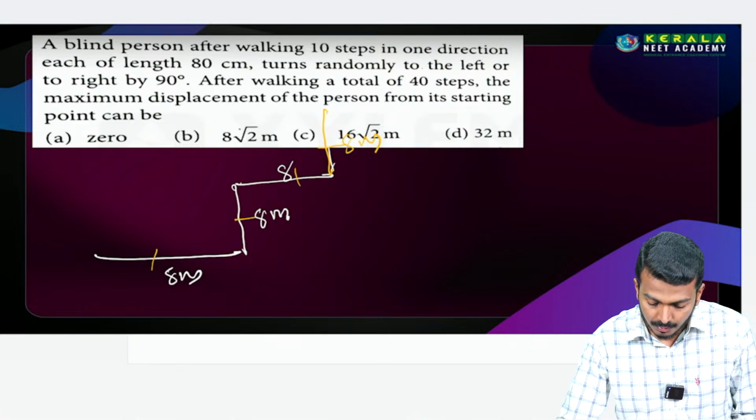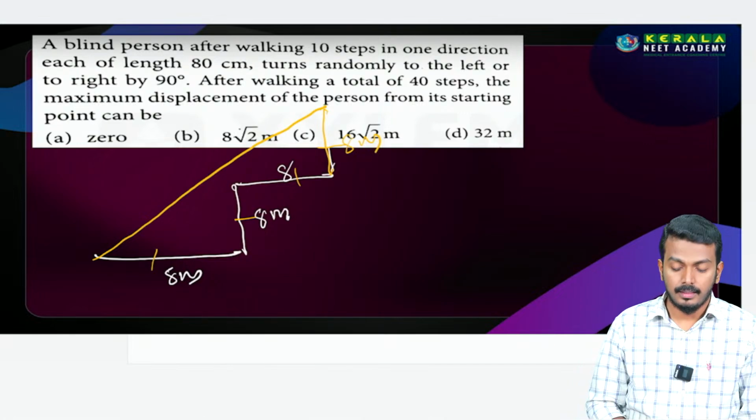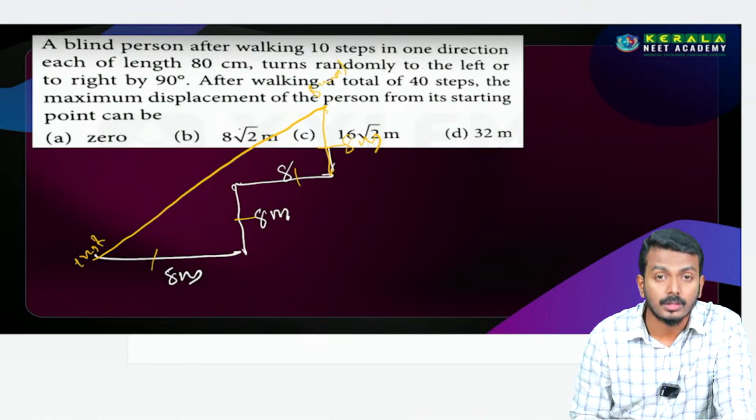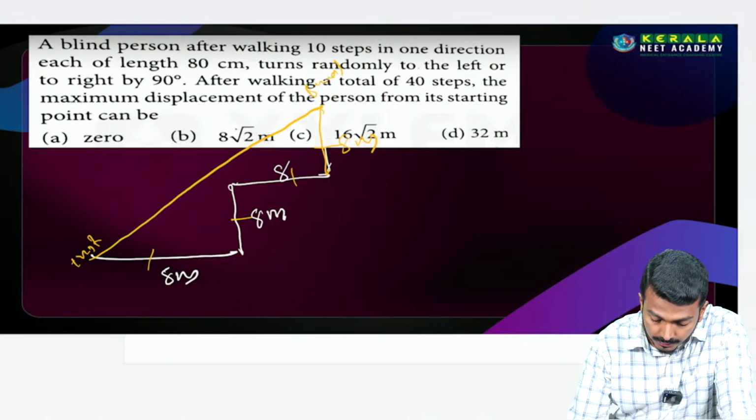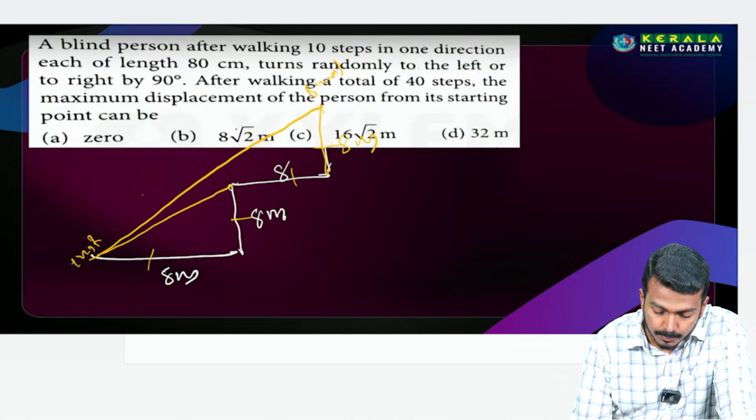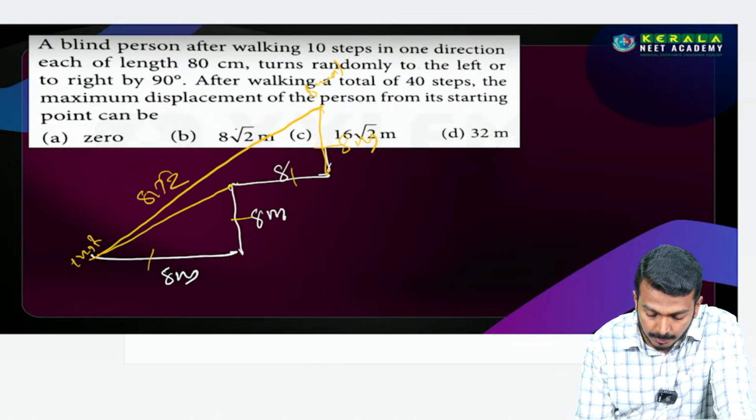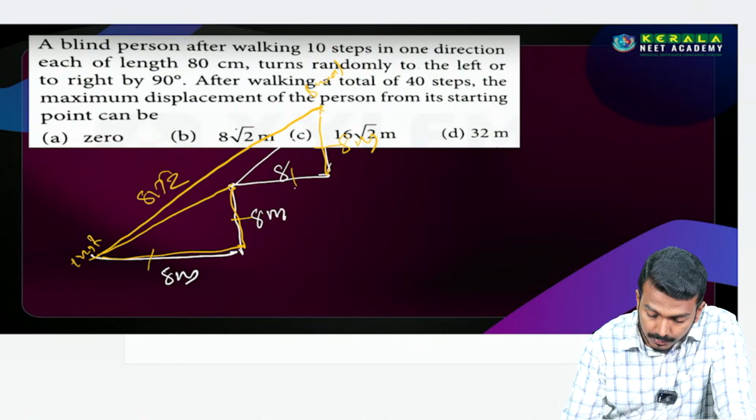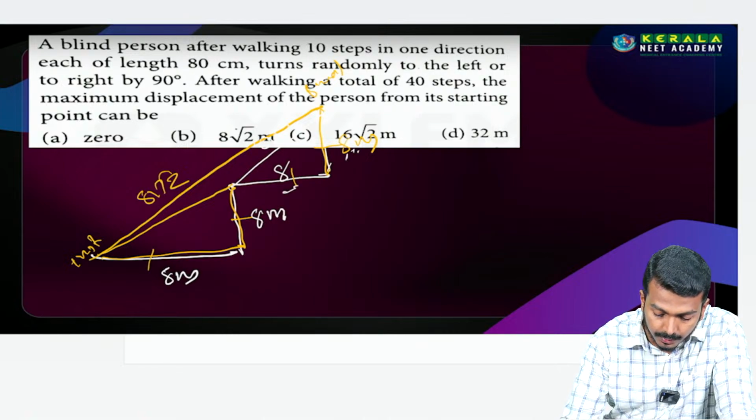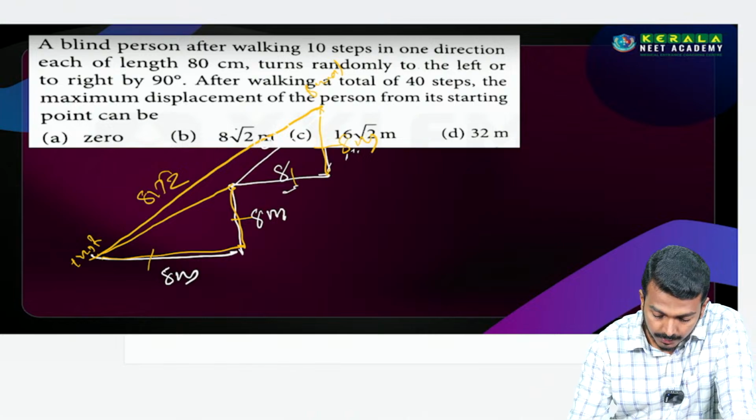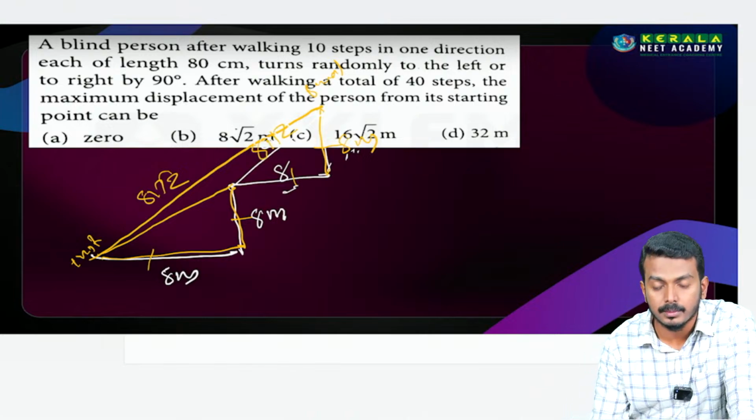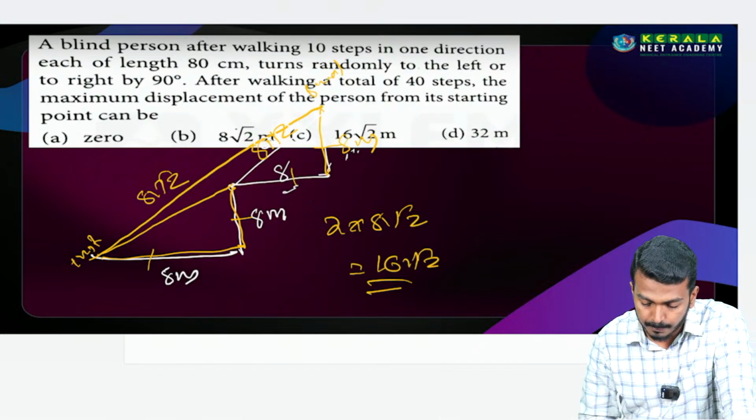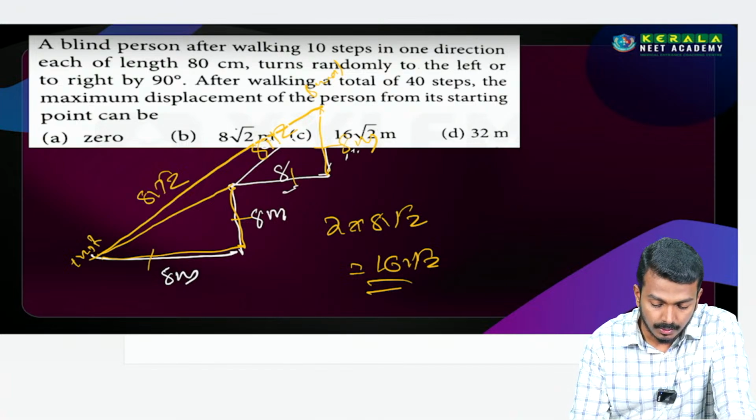Then what is the question? What is the displacement of the person? When taking displacement, you know this is the initial position and this is the final position of the body. Then what is the displacement? Listen, taking these portions, how much displacement comes? 8√2. Just apply the Pythagoras theorem. Next, taking this step, how much does this come? Here 8, here 8, the value is 8√2. This value is also 8√2. What is the total displacement? 2 into 8√2. The answer is 16√2.